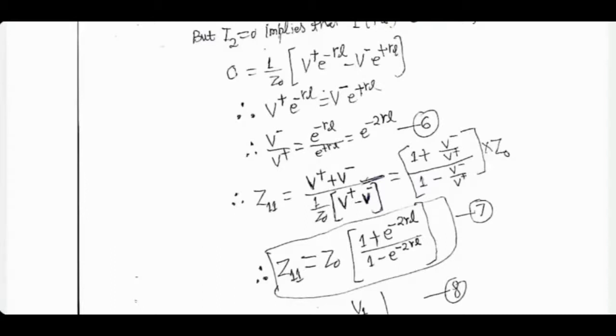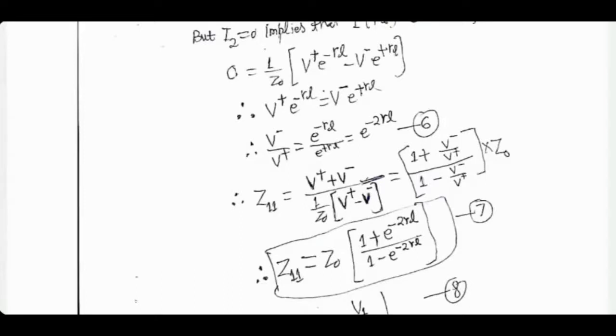And I take Z naught outside. So I get 1 plus V minus upon V plus ratio divided by 1 minus V minus upon V plus ratio, and the entire thing multiplied by Z naught. There I put the value of V minus divided by V plus that I have determined in this particular case. So Z11 turns out to be Z naught within parenthesis 1 plus e to the power minus 2 gamma L divided by 1 minus e to the power minus 2 gamma L. You can always further simplify this if necessary, but this is the answer essentially.